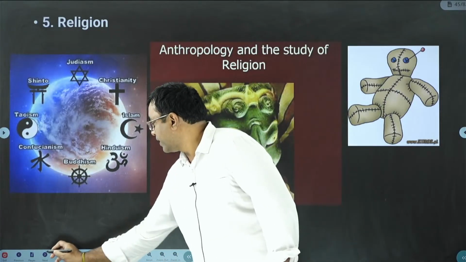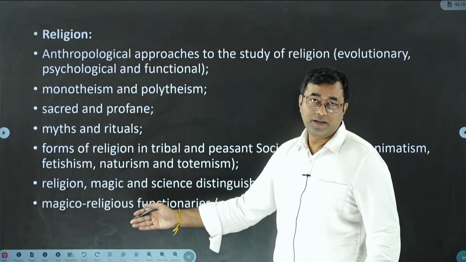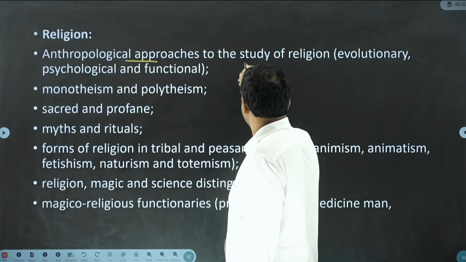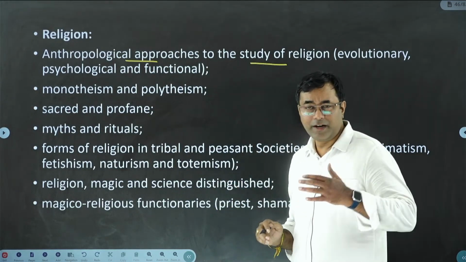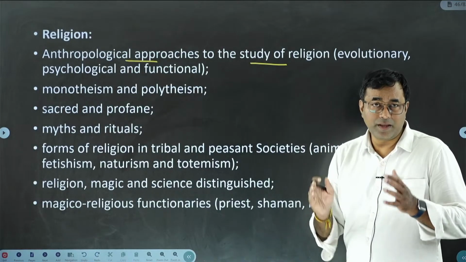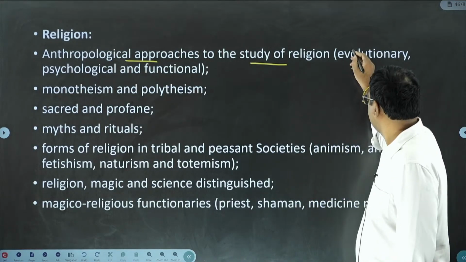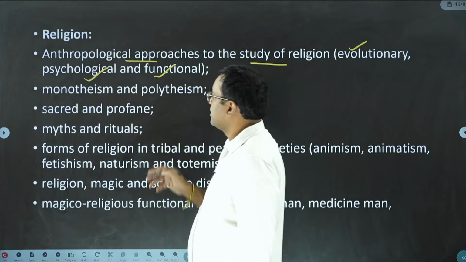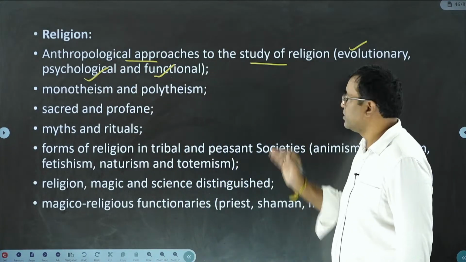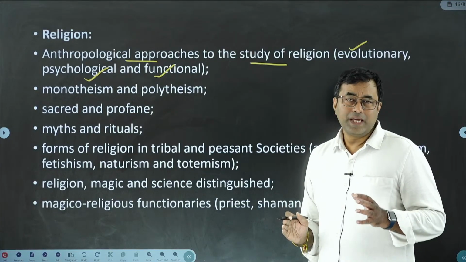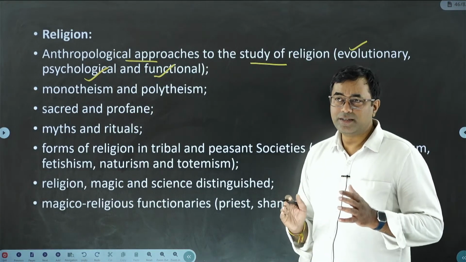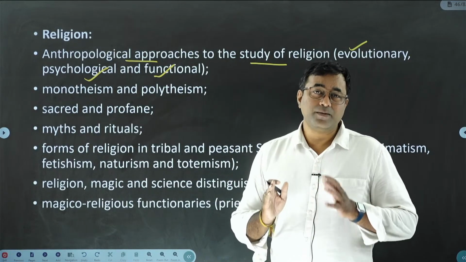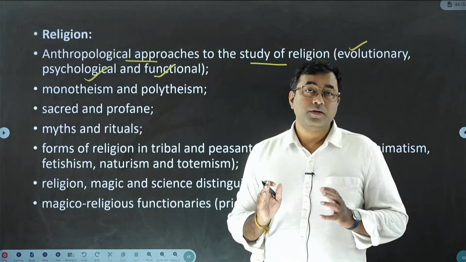For example, in the anthropology syllabus, if you consider anthropological approaches to study religion, there are different approaches created by anthropologists. One of them is evolutionary theory, and there are also psychological theory and functional theory. Evolutionary theory is proposed by E.B. Tylor. He considered the first form of religion to be animism: belief in the soul, souls.